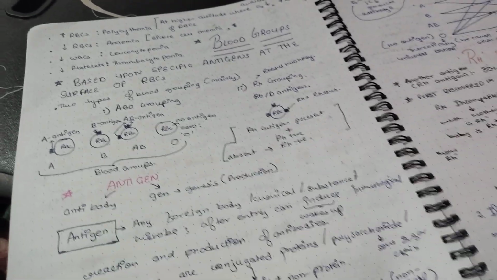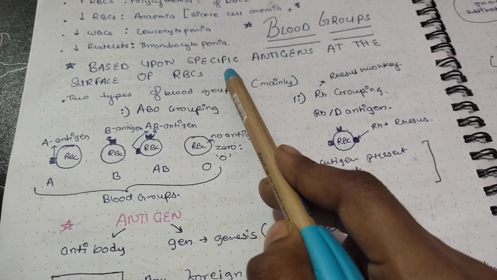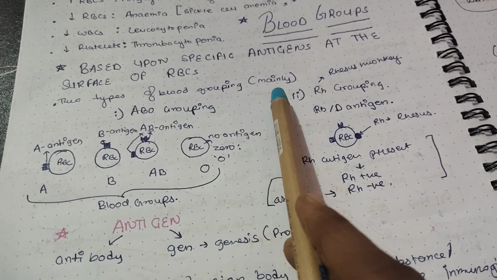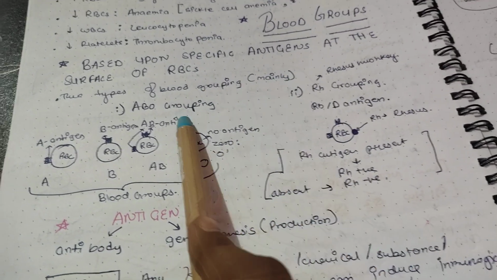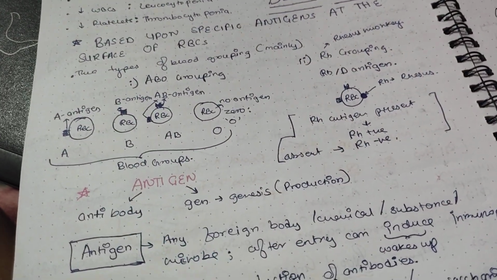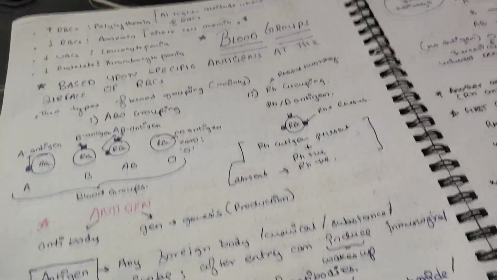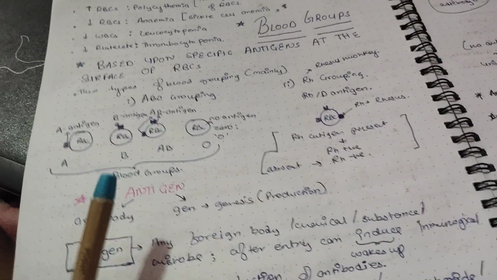Now, blood groups are based upon specific antigens at the surface of RBCs. There are two types of blood groupings, mainly ABO grouping and RH grouping, rhesus monkey. We can make another video about this. This is very cool. I think I'm done for now.